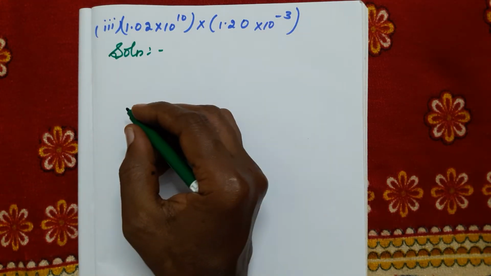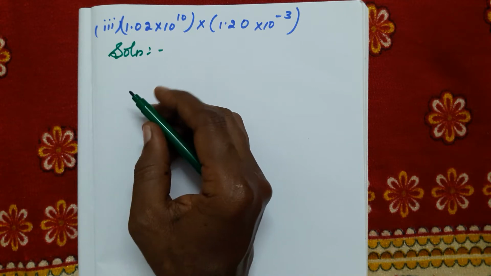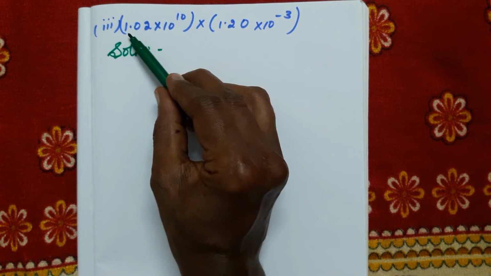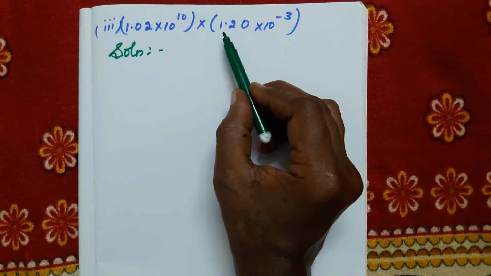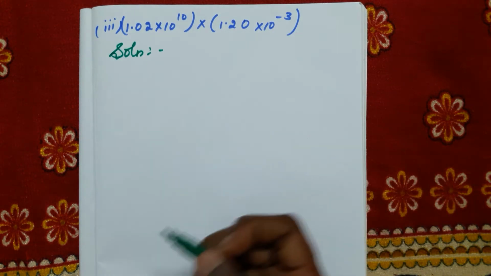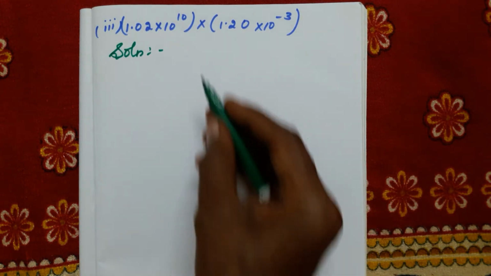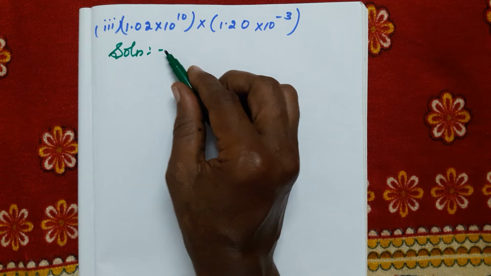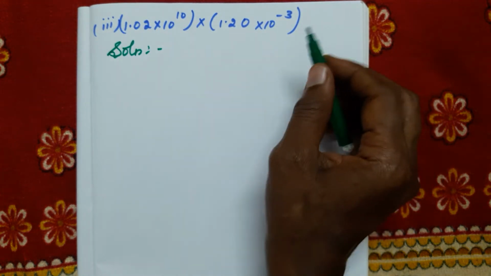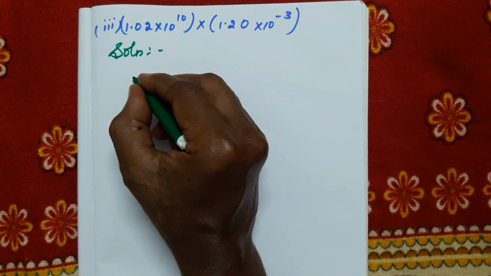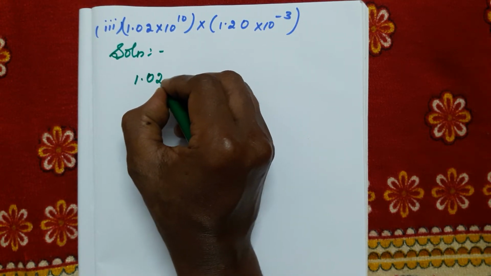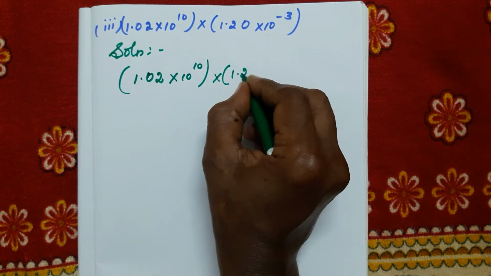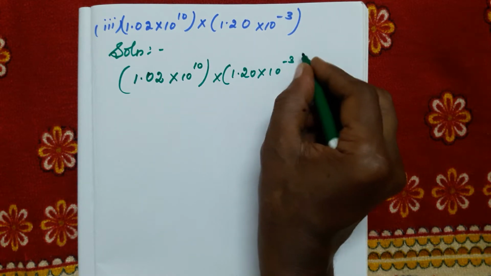Now I am going to explain the third problem. Fifth one, exercise 2.8, fifth one, third problem. Simplify 1.02 into 10 power 10, 1.20 into 10 power minus 3. Here, for multiplication and division, even if the indices are not equal, we can multiply or divide. Already I have explained this. Is it? Okay, 1.02 into 10 power 10, 1.20 into 10 power minus 3.